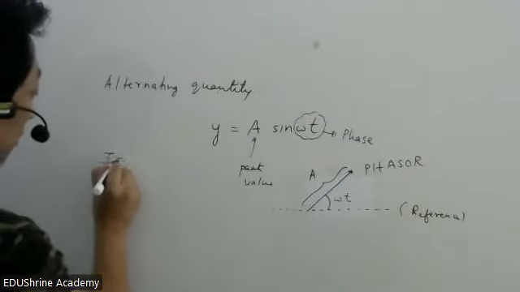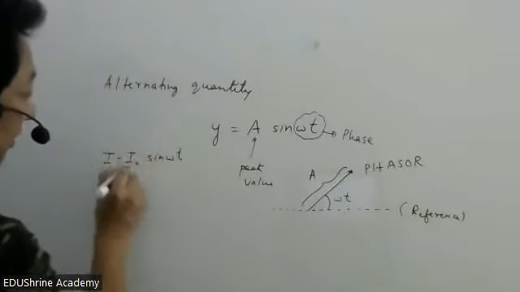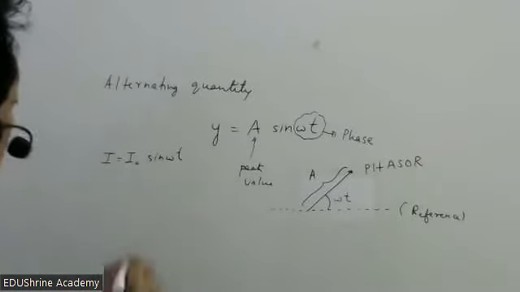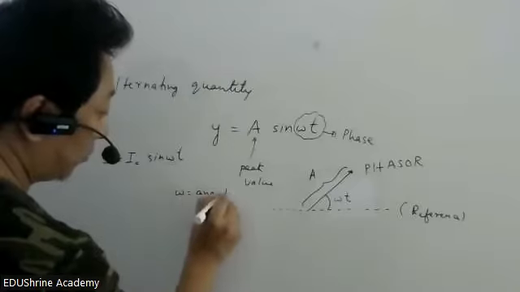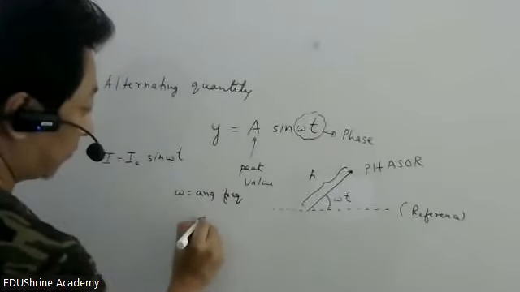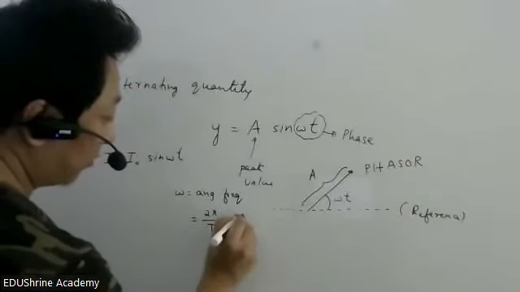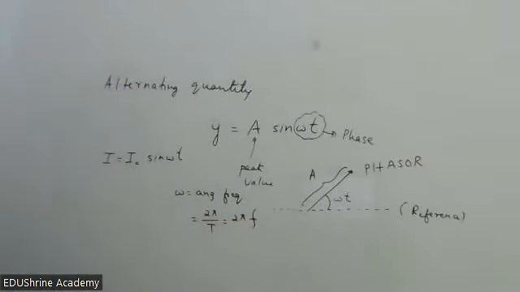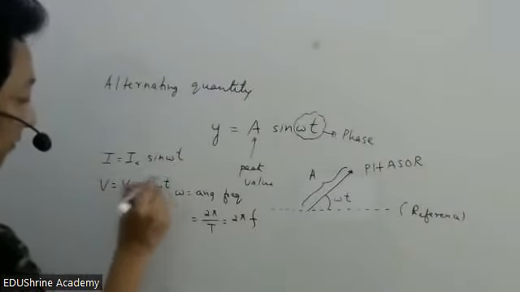Alternating current, how did we write it? I naught sine omega t, where I naught is the peak value, and omega was called, if you remember, angular frequency. The formula for it is 2 pi by time period, or 2 pi into frequency. Similarly, voltage can be written as V naught sine omega t.